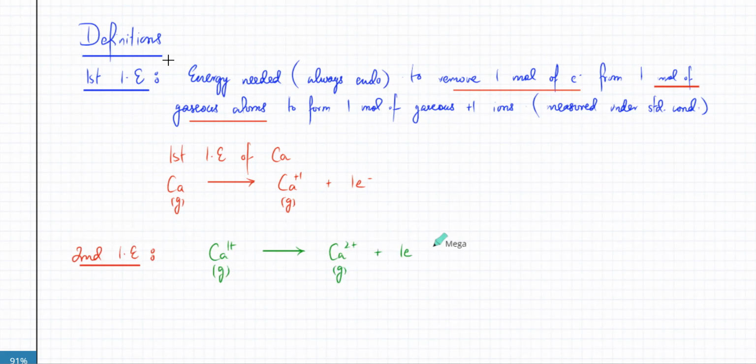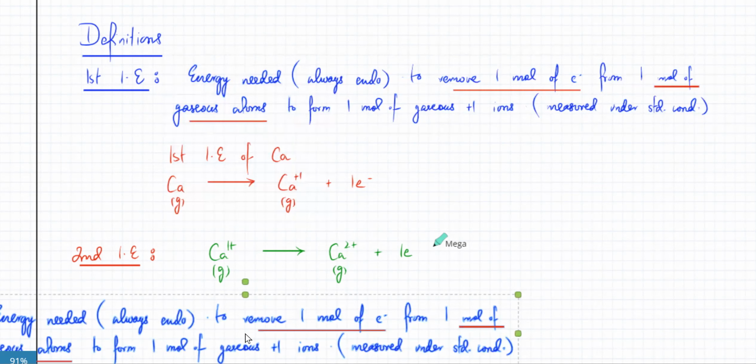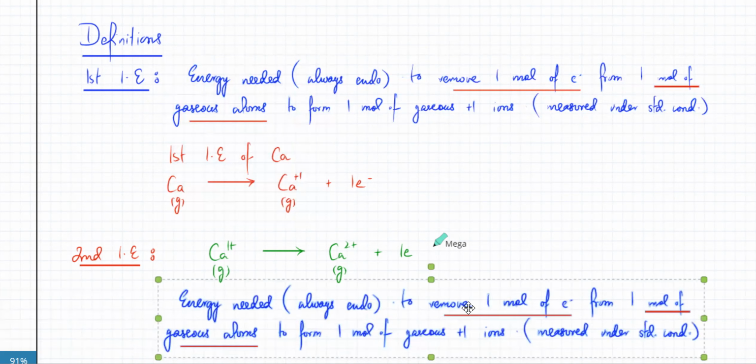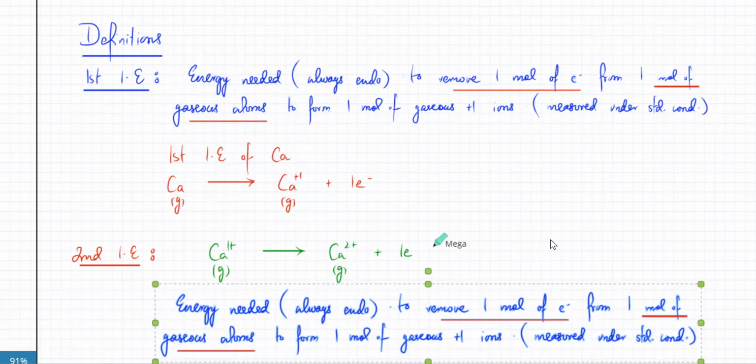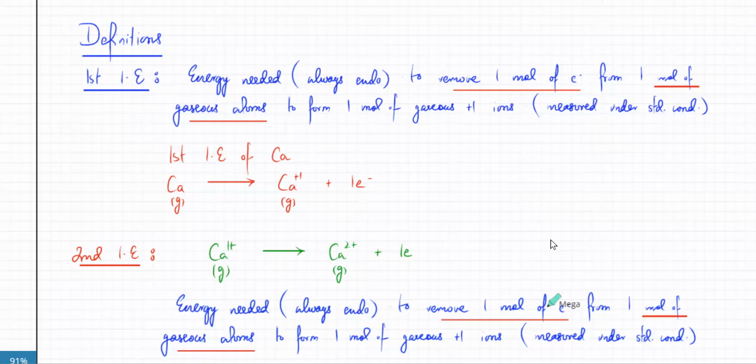If they ask you for the definition, all you have to do is just copy paste the first definition and just change that definition a bit. So the definition would be almost the same. So it would be the energy that would be needed to remove 1 mole of electrons from 1 mole of gaseous positive ions. So it's going to be gaseous +1 ions to form 1 mole of gaseous +2 ions.